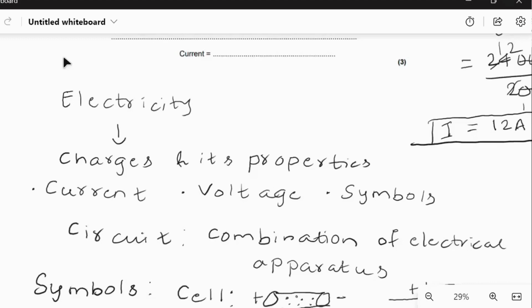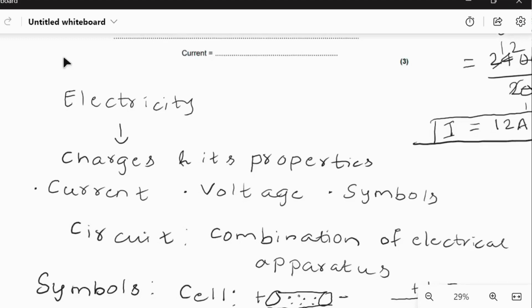Okay. What is electricity? Electricity is a branch of physics. Physics has many branches: optics, kinematics, dynamics, semiconductors, electronics, and so on. But electricity is a branch of physics which deals with charges and their properties.